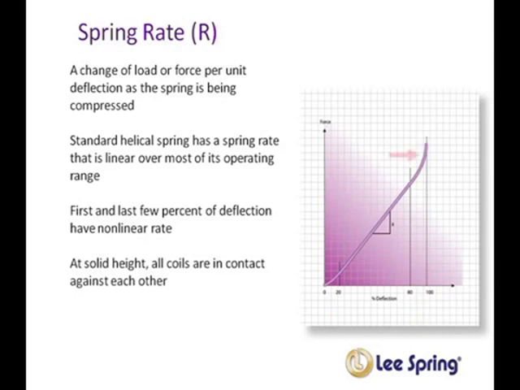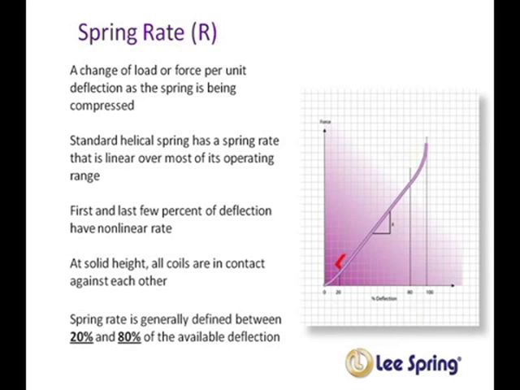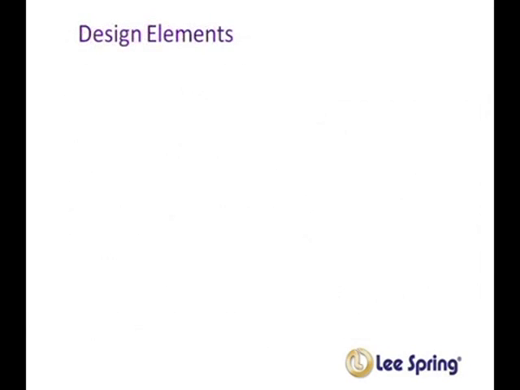When a spring reaches solid height, the spring coils are at a stop against each other. When talking about spring rates, this is generally the spring rate between 20% and 80% of available deflection. Now let's take a look at some of the design elements related to compression springs.